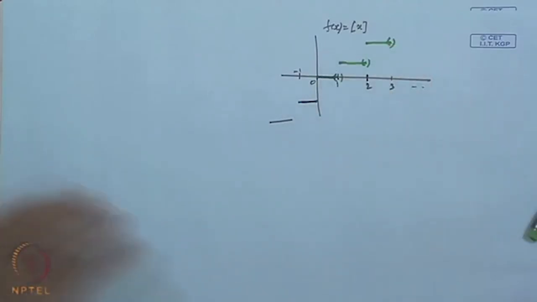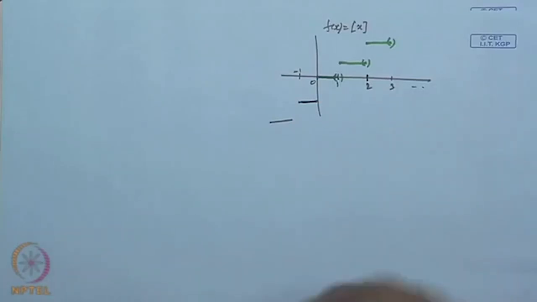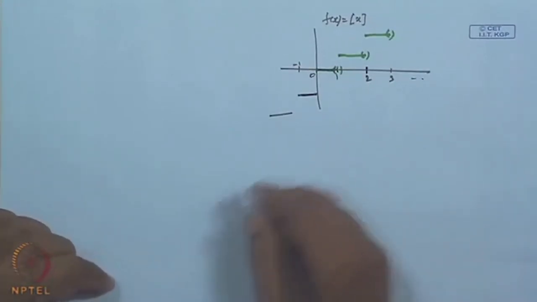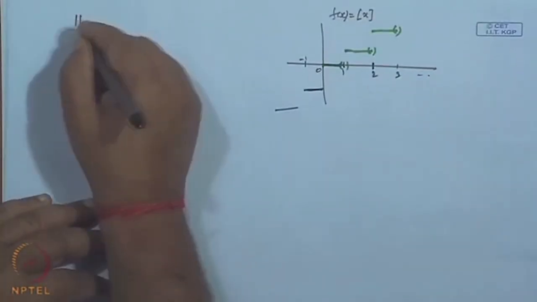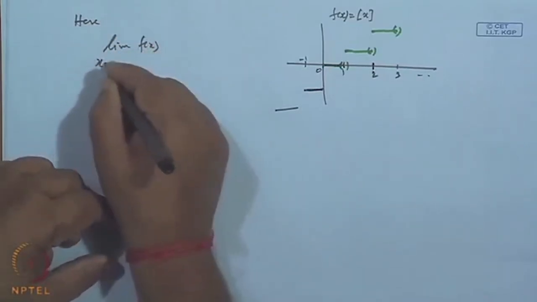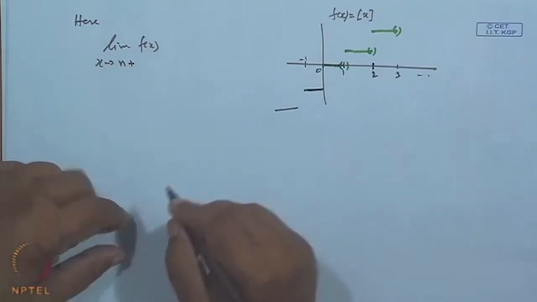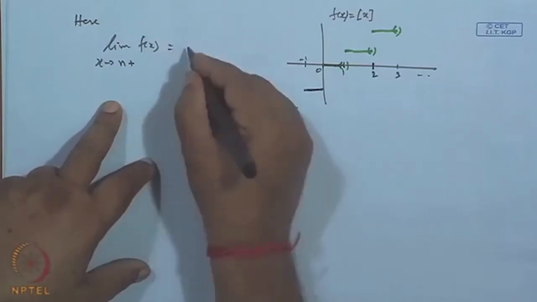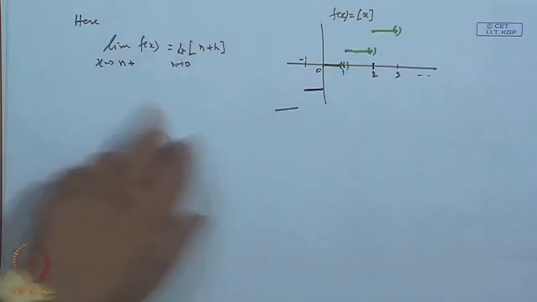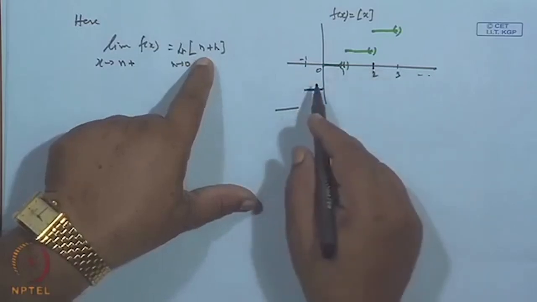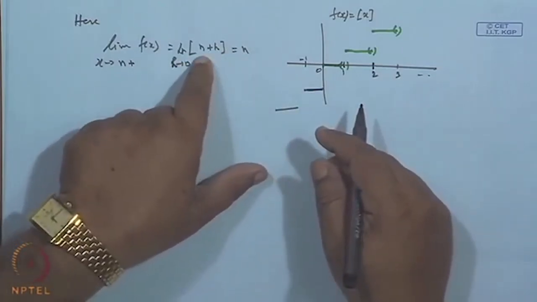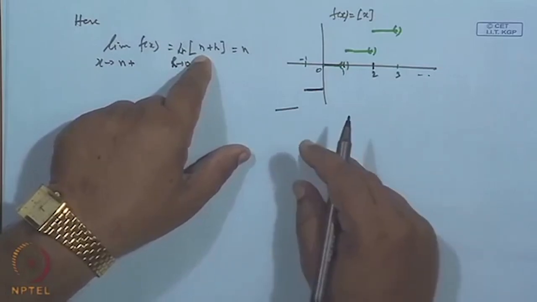So the graph of the function for the positive x consists of segments of line, the left hand limit and so on. Now clearly here, when you take the limit of this function f(x) when x tends to n plus, where n is an integer, then this value will be what? This is equal to n plus h and limit h tends to 0. But n plus h lies between n and n plus 1. So basically this is n, because the greatest integer is only n.